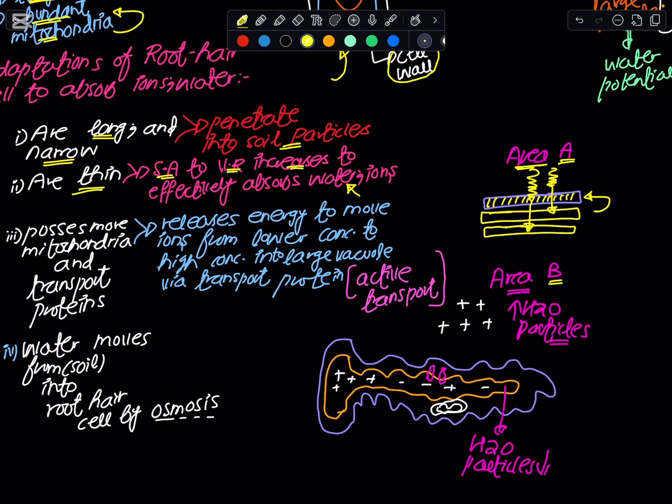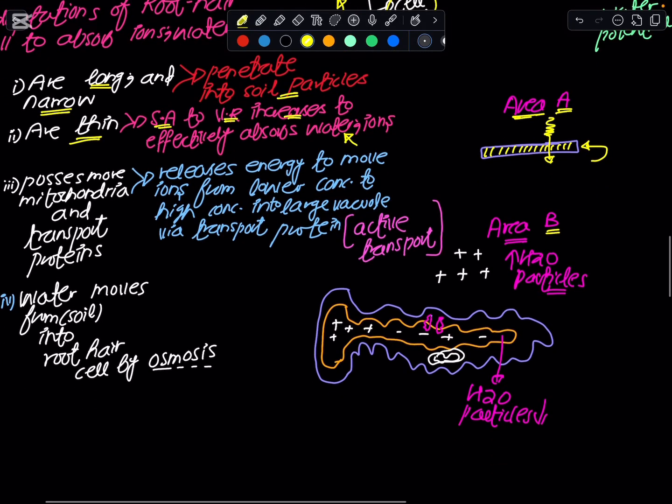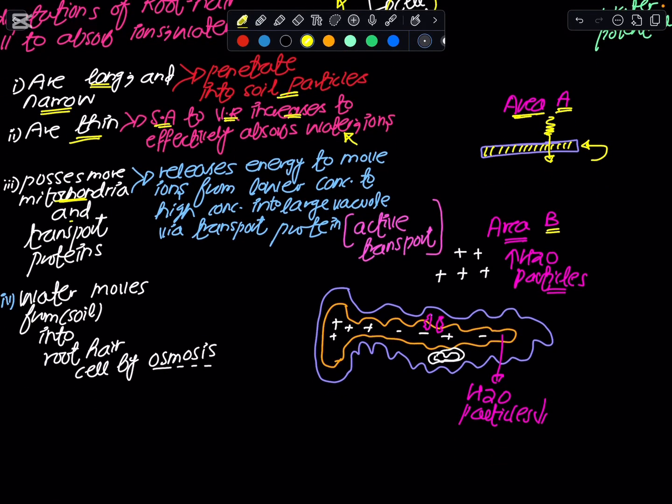And the other situation is that when they are thin, as a consequence the distance between the two areas is reduced, and when the distance is reduced, then ultimately the movement of the particles by diffusion or by other mechanisms would be enhanced. And as I have said, these root hair cells have abundant mitochondria and transport proteins in them. With the abundant mitochondria, they would release a lot of energy, and that would allow them to absorb the ions from a place where they are present in smaller number to a place where they are present in greater number. And for that purpose, we require active transport.